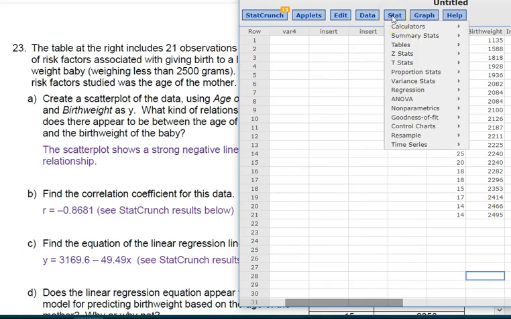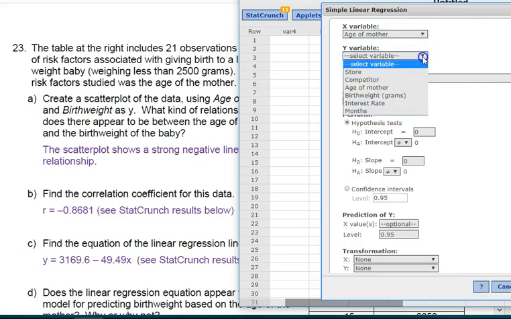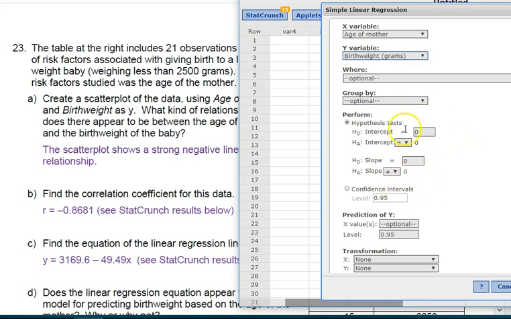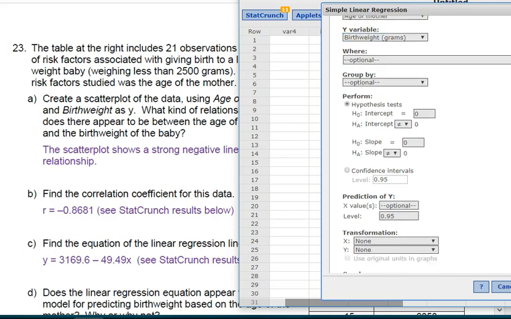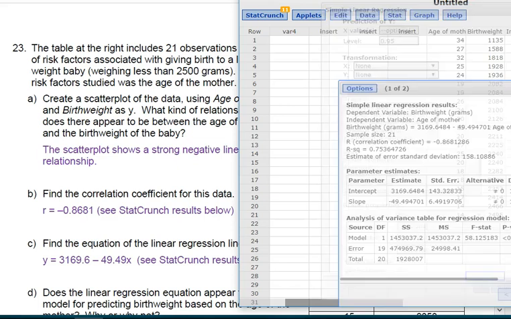To get the scatter plot as well as the correlation coefficient and the linear regression line, I'm going to use stat regression simple linear. So for my x variable, I'm going to take the age of the mother. For the y, I'm going to take the birth weight. I don't have to worry about marking anything down here. It should already be set up so that it will do the scatter plot and draw the linear regression line along with it. So I'm just going to click on Compute.